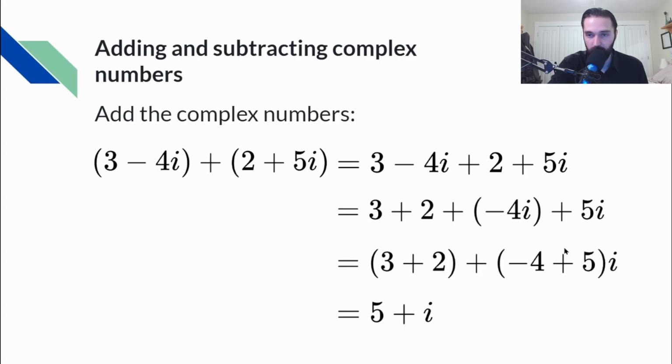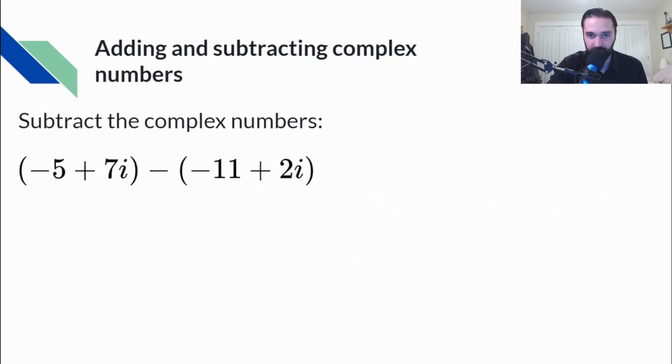Notice that negative 4i plus 5i, it's sort of like we're adding like terms here. That's what it's reminding us of. So we add the like terms and we get 1i, so we just get i. That's addition. So this is my final answer. Let's try subtraction now. Here we're asked to subtract negative 5 plus 7i minus negative 11 plus 2i.